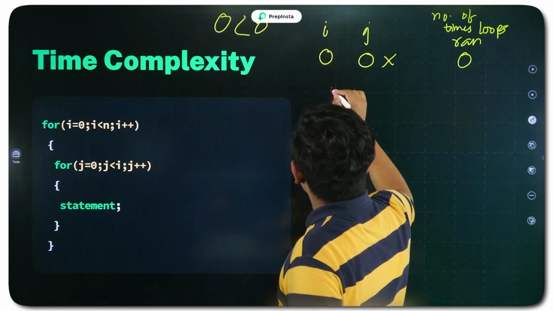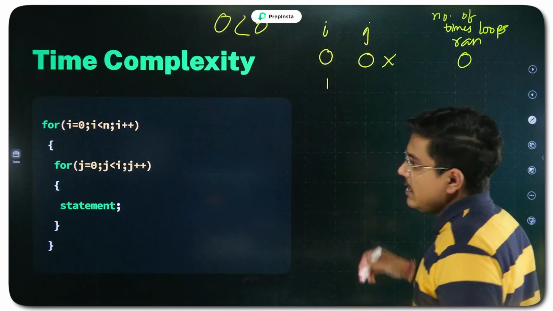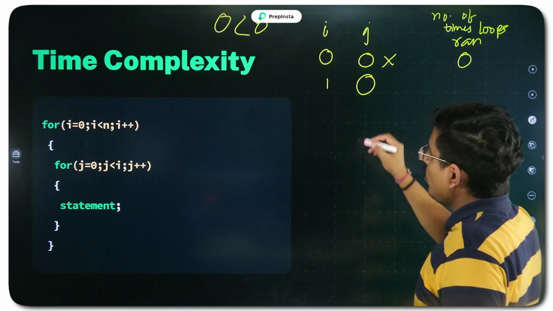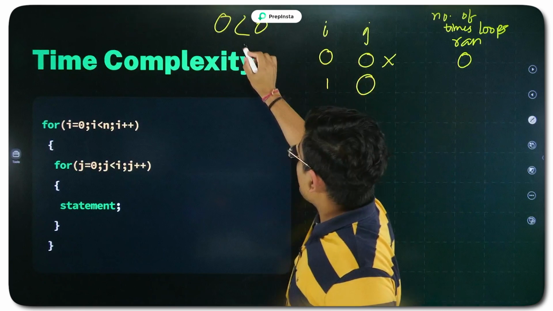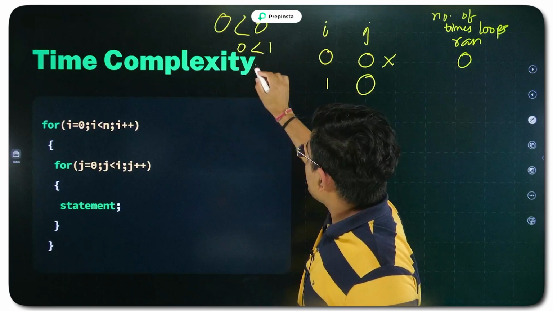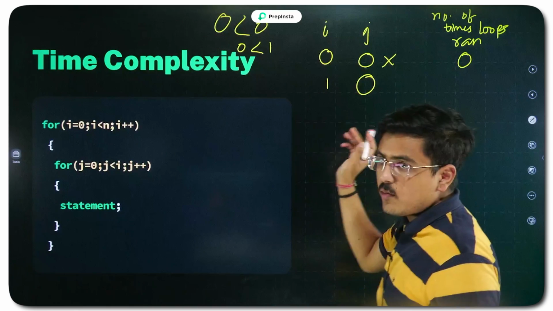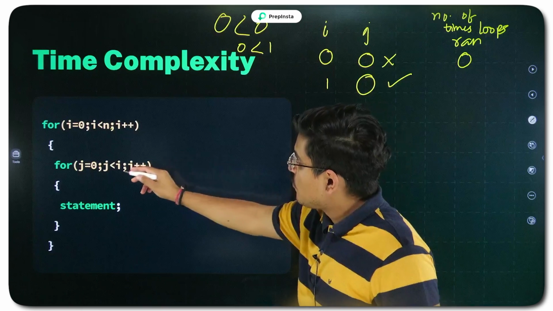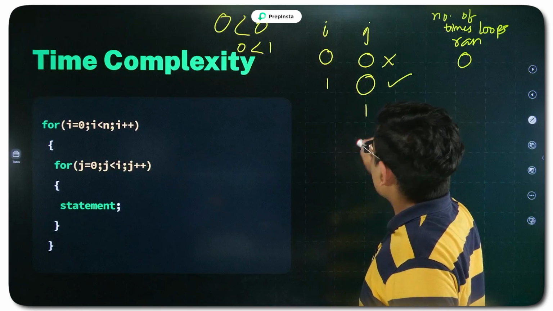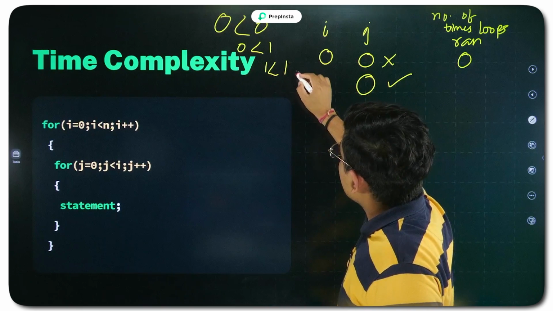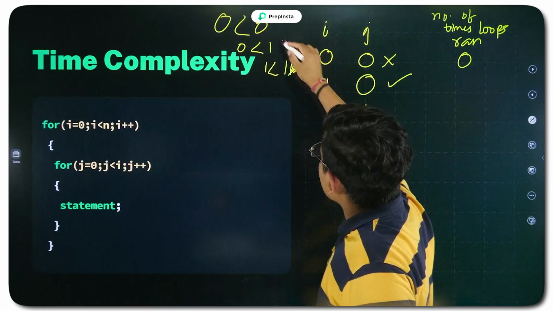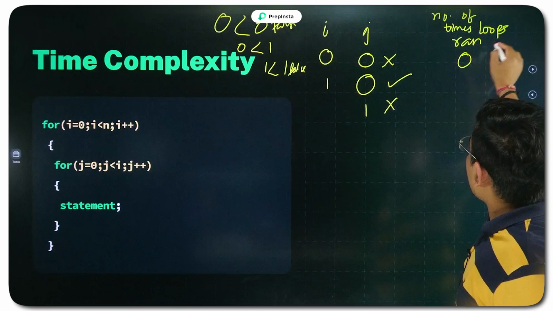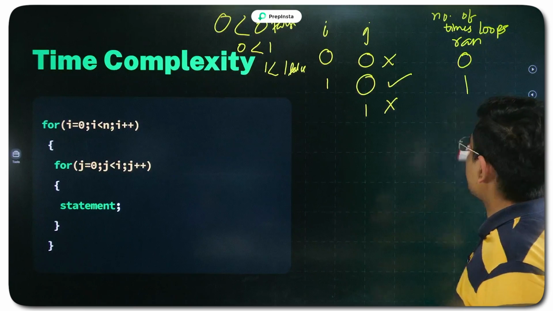Now, when I becomes 1, initially j is again 0. When j acquires the 0 value, 0 is less than 1, basically j less than I, so the loop runs. But when j becomes 1, 1 is not less than 1, it is false. So this will not run. Number of times loops ran: once.